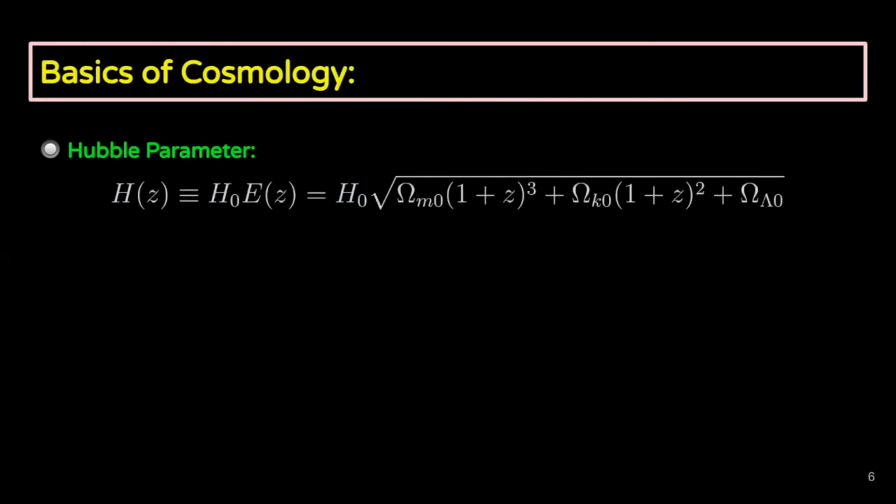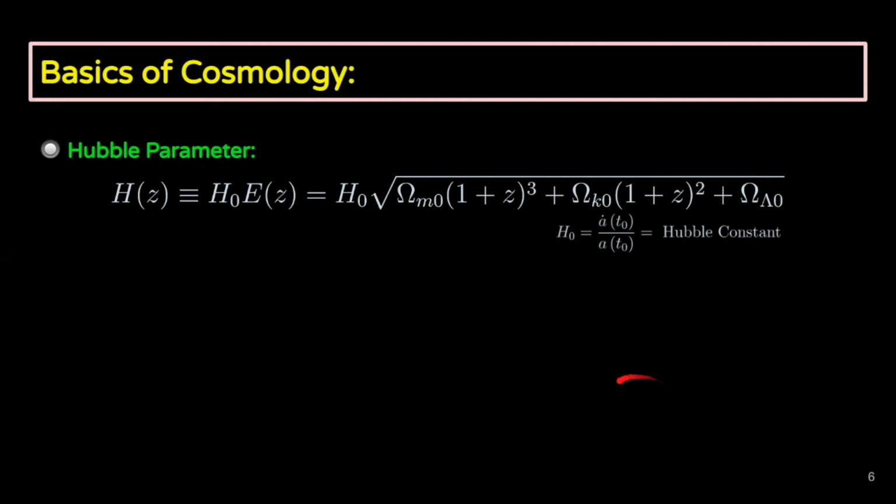Using the Friedmann equation, we can easily define the Hubble parameter. The Hubble parameter is the ratio of the time variation in the scale factor to the scale factor. So H is given by a dot by a, and basically this Hubble parameter describes the expansion rate of the universe.